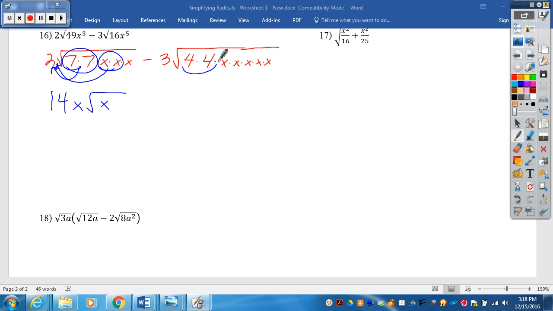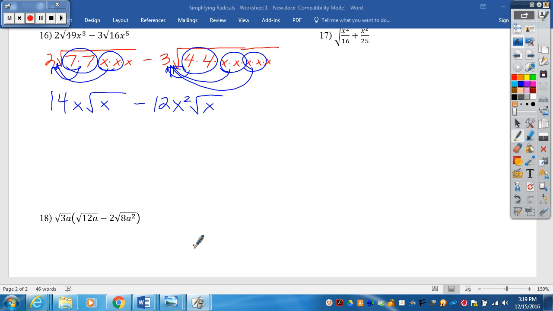For the other one, the perfect square of 16 comes out as a 4. So 4 times 3 is 12. I've got a perfect square of x, perfect square of x. So x times x is x squared, radical x.